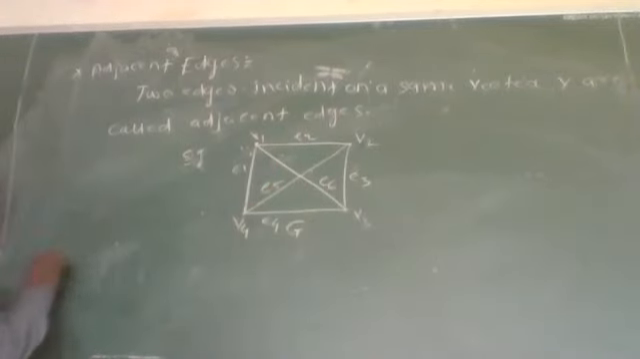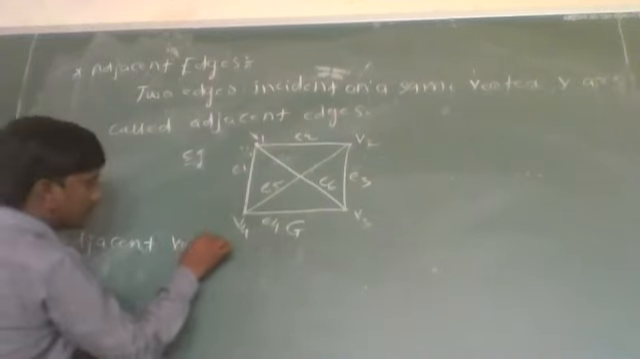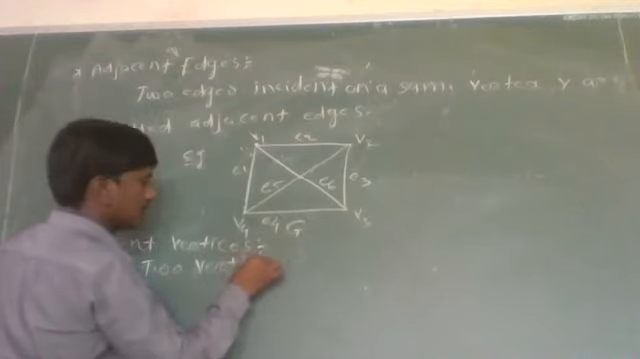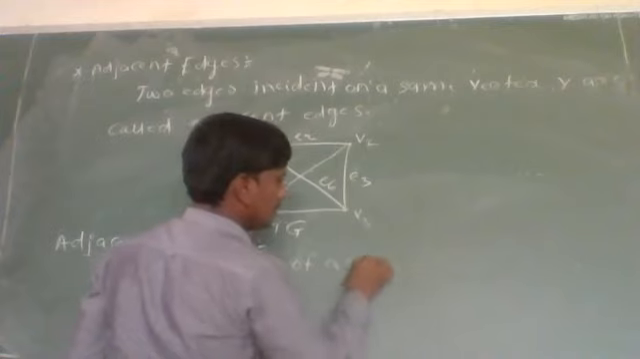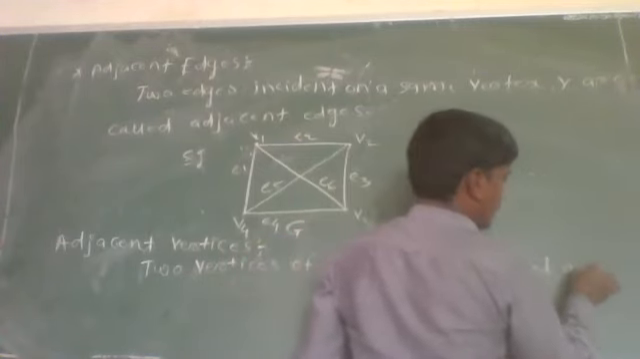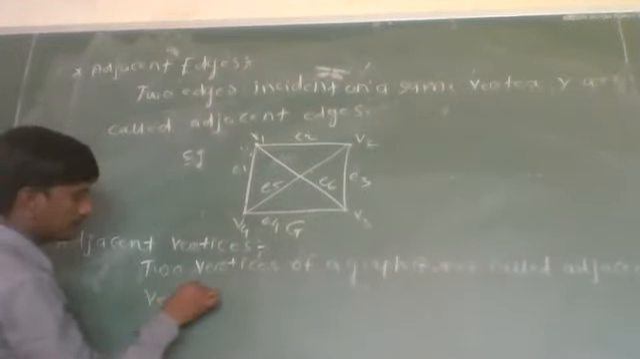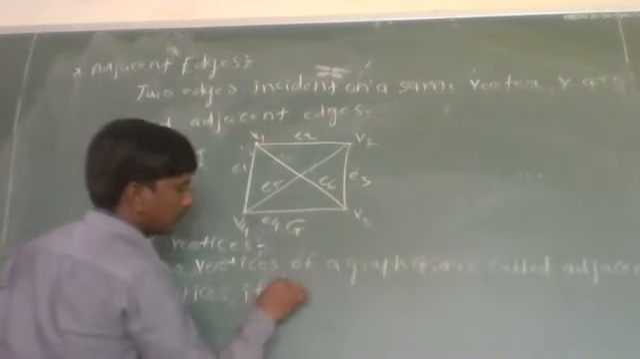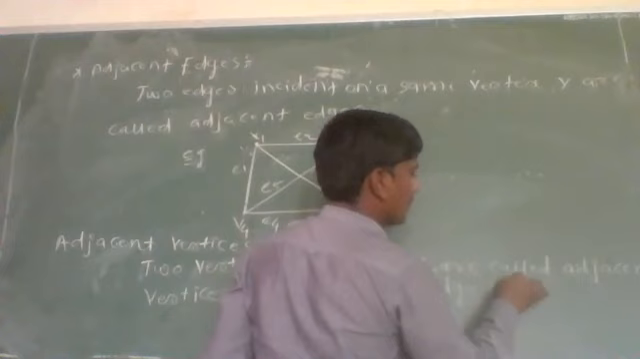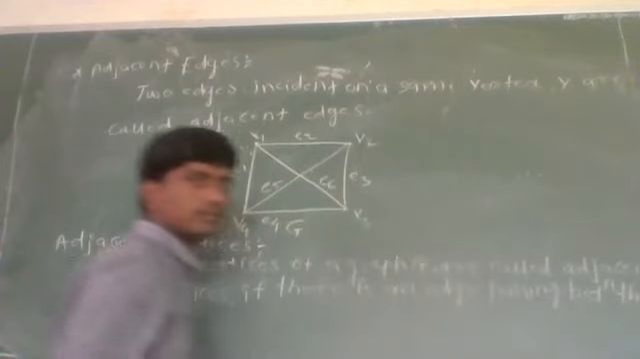Okay. Now, what are adjacent vertices? Two vertices of a graph G are called adjacent vertices if there is an edge joining between these two vertices.